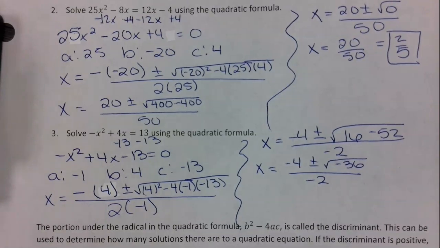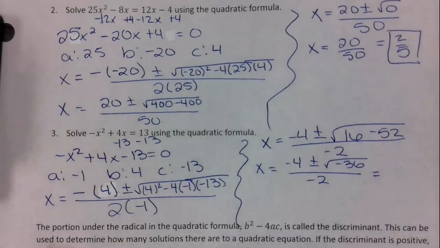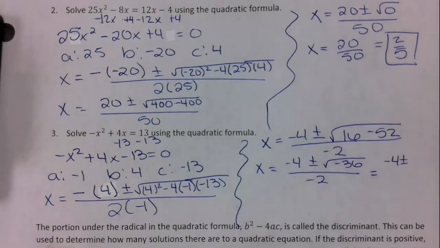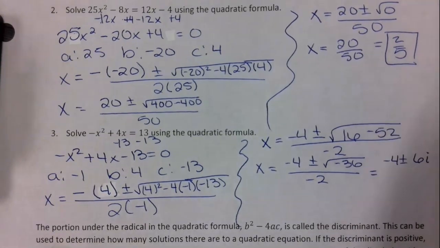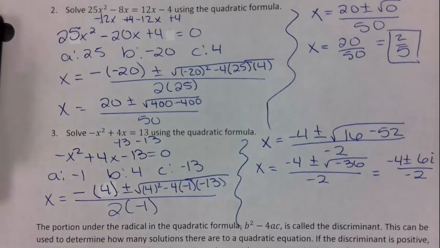What do I want to do next? Yeah. So when I take my square root of negative 36, I can get i out. So I have negative 4 plus or minus. Can I take the square root of regular 36? What is it? 6. So I'm going to have negative 4 plus or minus 6i, divided by negative 2.